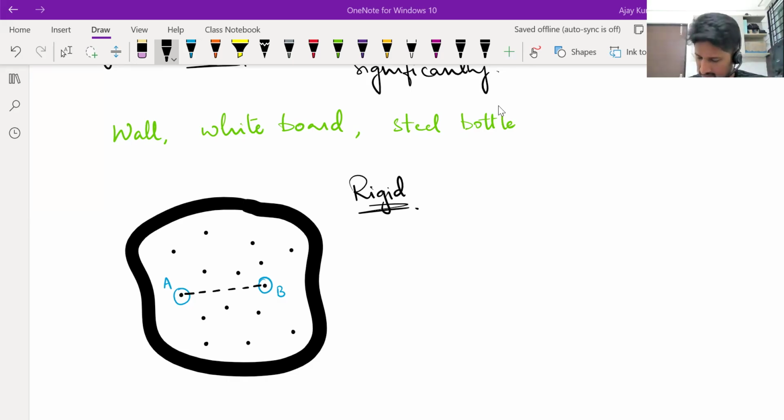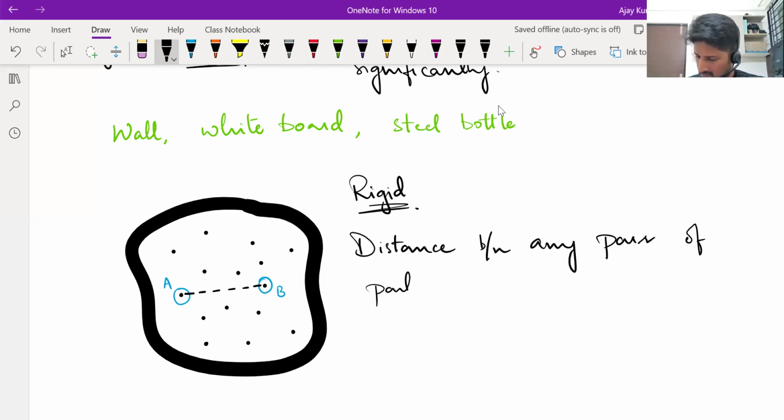the distance between any pair of particles must be constant. Constant or fixed, you can say. That distance should not undergo any change.